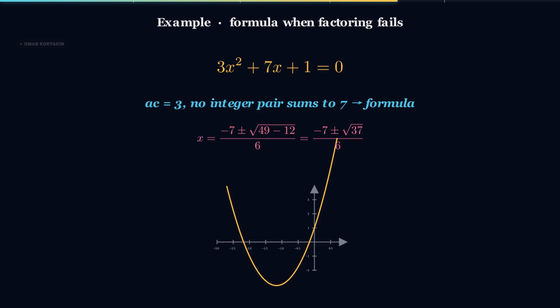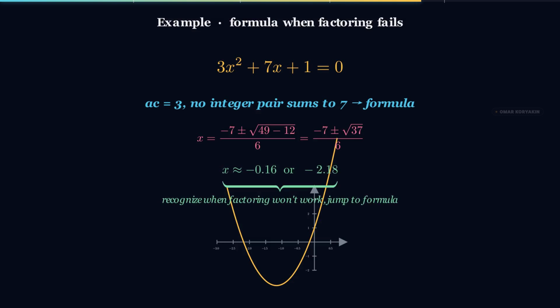x equals -7 plus or minus the square root of 49 minus 12, all divided by 6. 49 minus 12 is 37, irrational. The 2 solutions are -7 plus or minus the square root of 37, divided by 6, approximately -0.16 and -2.18. The formula handled what factoring could not.